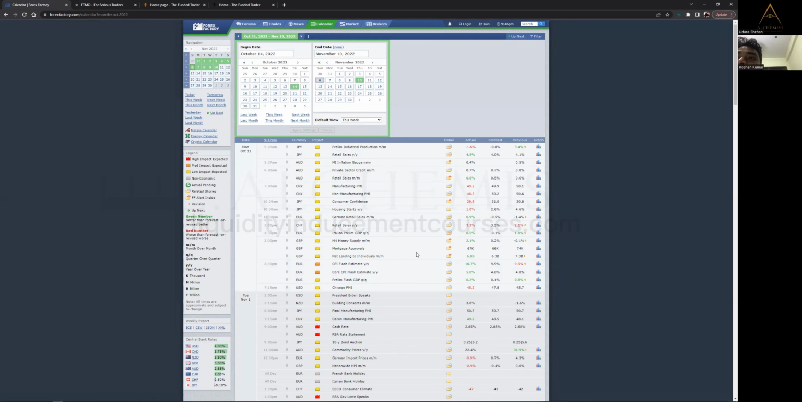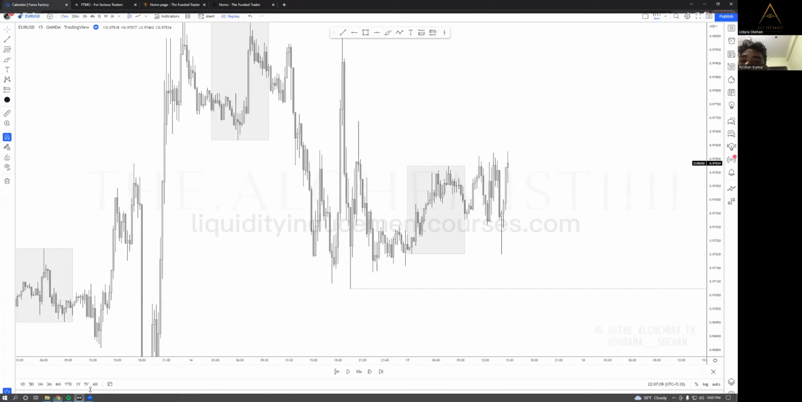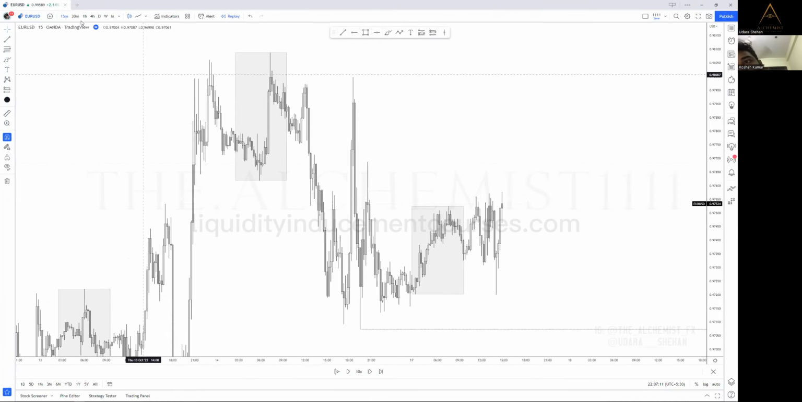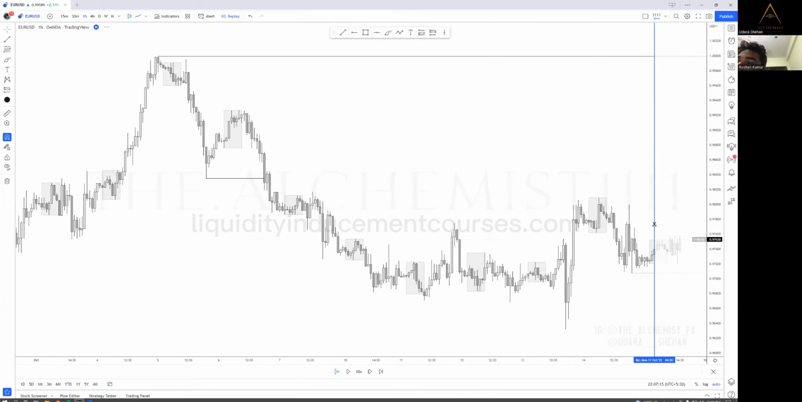14th. What do we have here? News 6 p.m. Is it safe for us to trade the London session? No, not safe, right? Then what do we trade? We trade the New York session. So let's see what London structure has formed for us to trade the New York session.